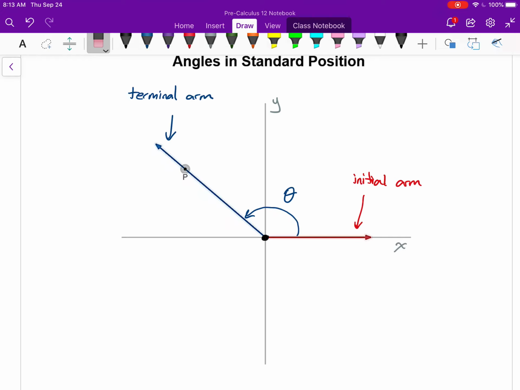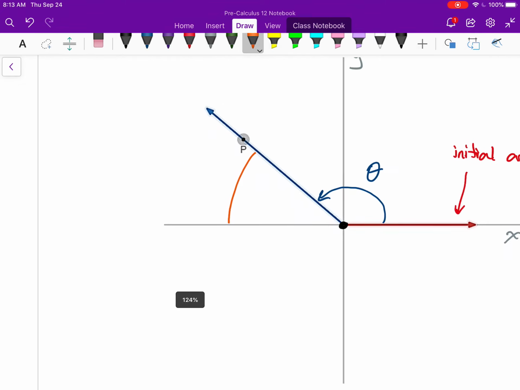Some other things that hopefully sound familiar. This angle formed between the terminal arm and the x-axis is called the reference angle. And usually I'll just use the symbol theta with a little r. And it's always between 0 and 90. It's always an acute angle, and it's formed between the x-axis and the terminal arm.